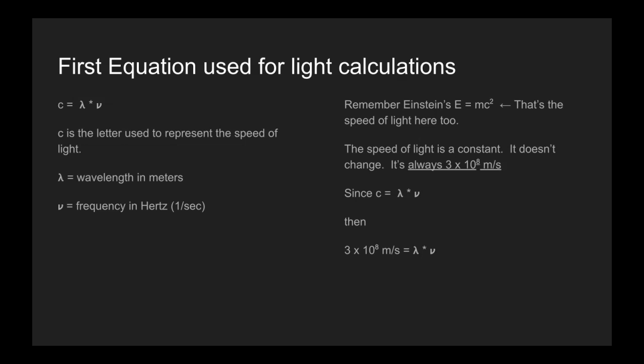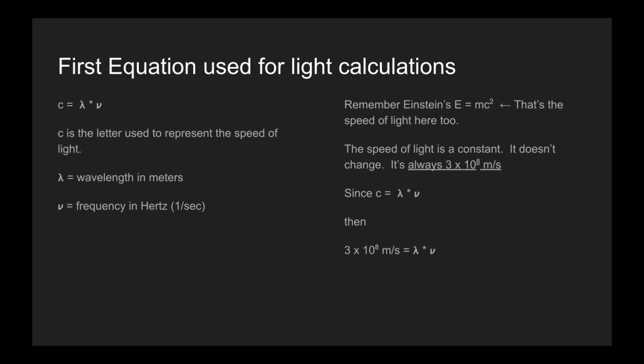And you might have heard of E equals mc squared, Einstein's famous energy equals mass times the speed of light squared. That c there refers to the same thing, the same number. In that equation, c squared uses 3 times 10 to the 8th meters per second.